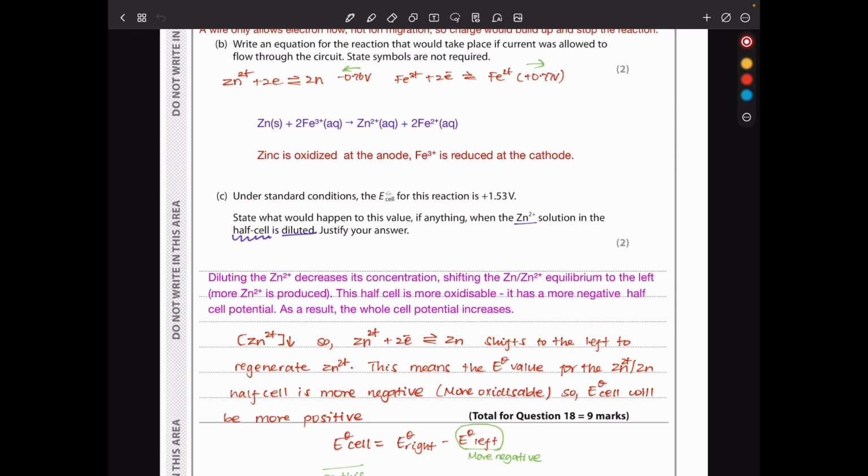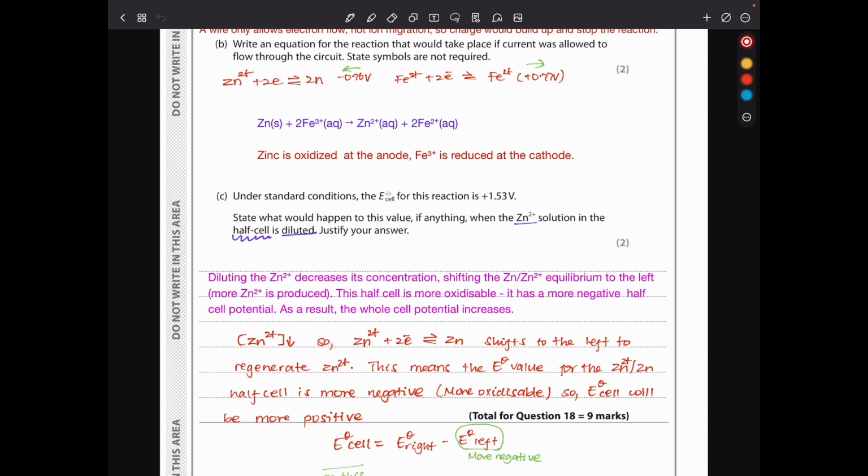Then in part C, they say under standard conditions, the E theta cell for this reaction is 1.53 volts. State what would happen to this value, if anything, when the zinc 2 plus solution in the half cell is diluted. Justify your answer. When we dilute, it means the concentration of zinc 2 plus is going to decrease, and this equilibrium is going to be driven further to this side, making this even more negative. And if this is more negative, it means when we calculate the E theta, this remains the same, but this is going to be a more negative value. So this minus a more negative value gives us a more positive E theta value for the cell.